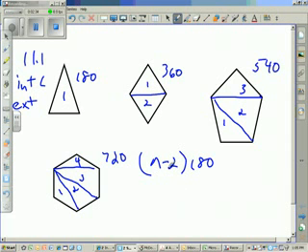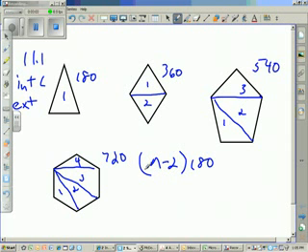Let's double check it. What's 3 minus 2? 1 times 180, 180. 4 minus 2 is 2. 2 times 180, 360. 5 minus 2, 3. 3 times 180, 540. 6 minus 2 is 4. 4 times 180, 720. This formula works for the first four figures that I put on.